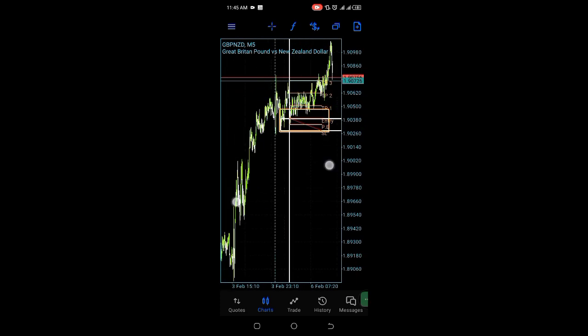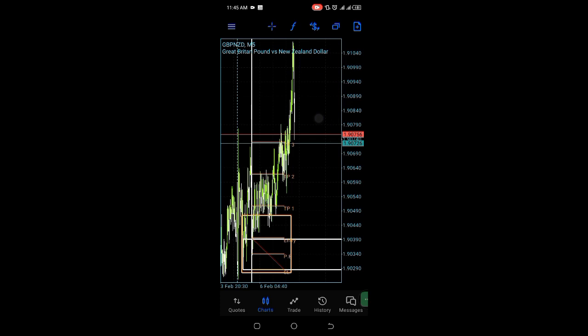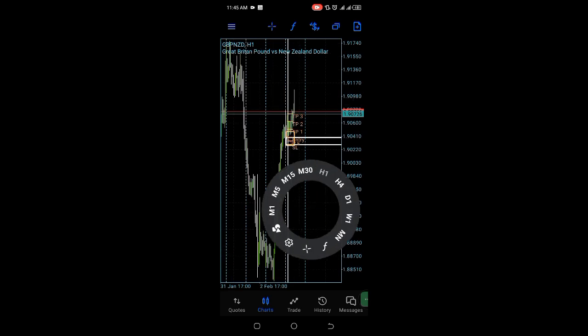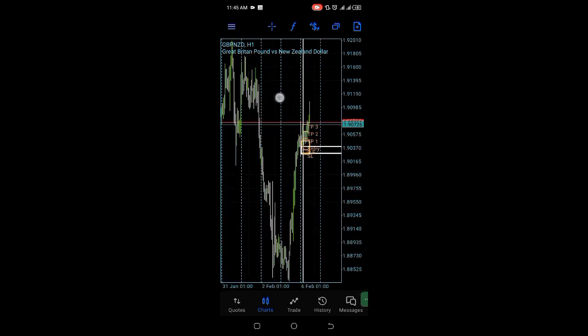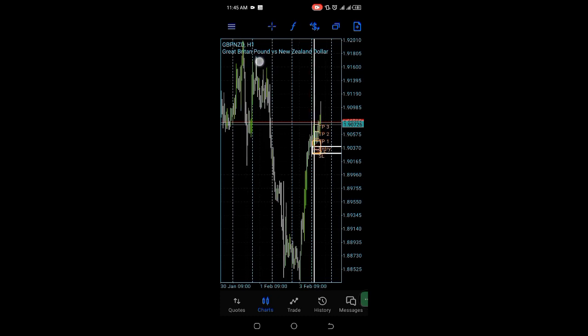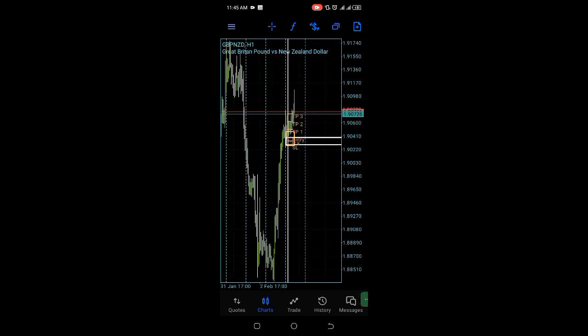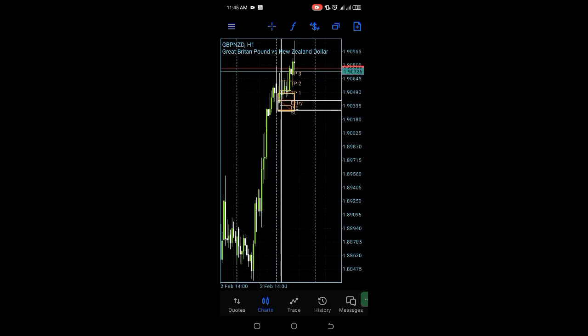this top area here. Okay, and you can look for an area to place a target. You can target this high or this high or this high. Okay, or you just want to move 1 to 3 risk to reward. That is fine also.